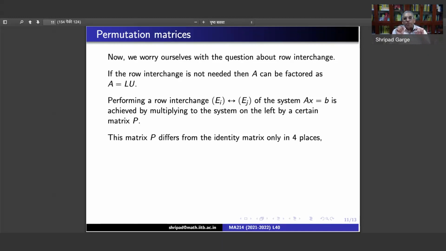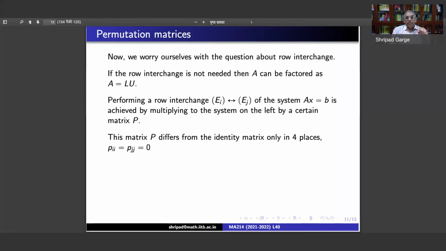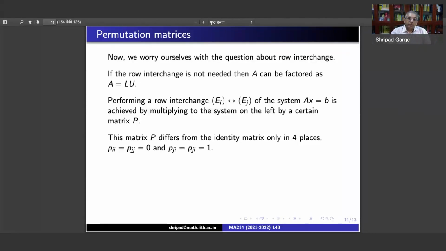You are interchanging EI and EJ. So it changes from the identity in 4 places: the iith entry, ijth entry, jith entry, and jjth entry. These are the 4 entries which change. In the identity matrix, all the diagonal entries are 1. So PII and PJJ would also be 1 if you look at the diagonal. But for capital P, these 2 entries are 0, and the other entries are 1.